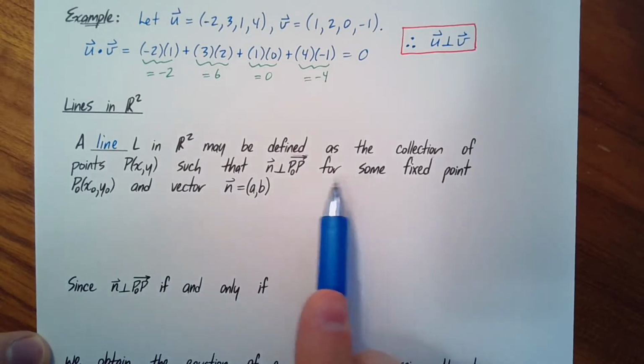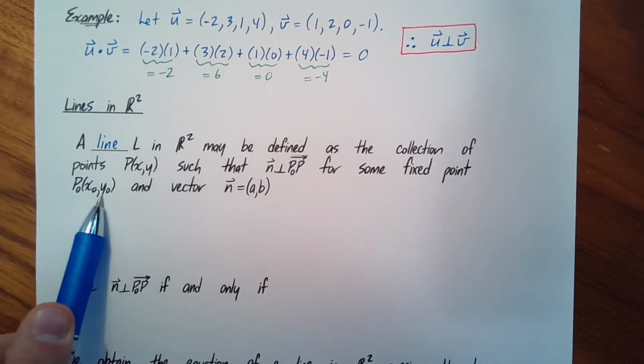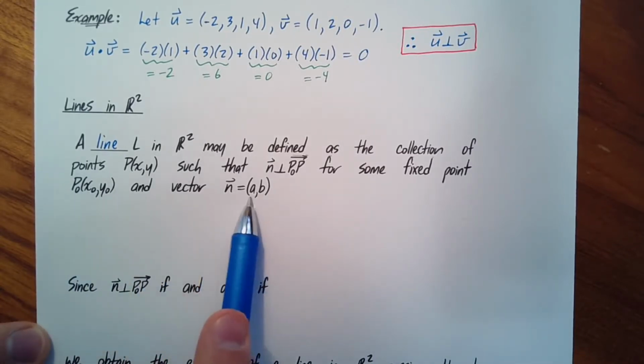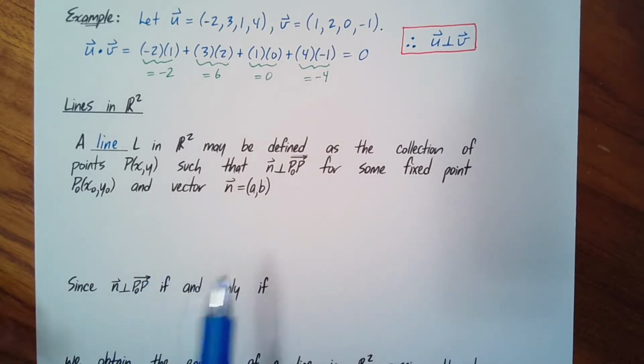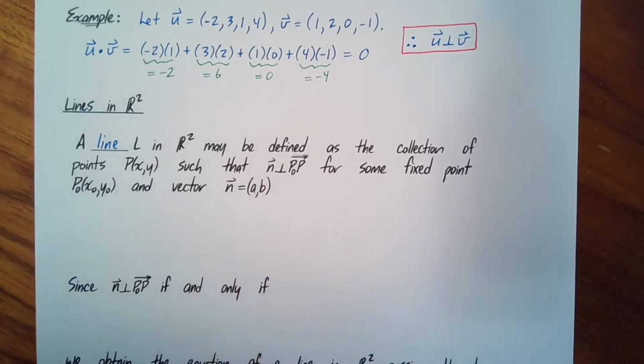But if you keep reading, it just says for some fixed point P0, and we actually have labels for the coordinates of P0, and some fixed vector n, which has its own coordinates A, B as well. So each of these points have two coordinates because we're talking about points in R2, right? So what is this condition, and what on earth does it have to do with a straight line?